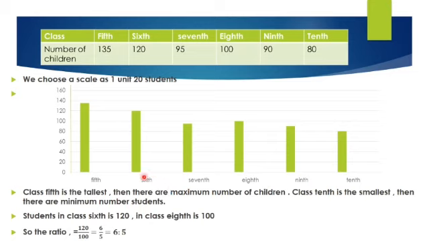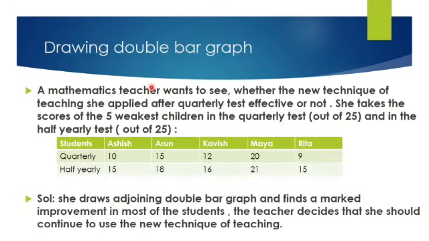And the next one, we want to find the ratio between class 6 and class 8. How can we find it? In class 6 there are 120 students. And in class 8 there are 100 students. Then how can we find the ratio? We simply divide the numbers 120 by 100. Both of them are divisible by 20. Then we get 6 by 5. Then we get the ratio 6:5, the ratio of class 6 to class 8.